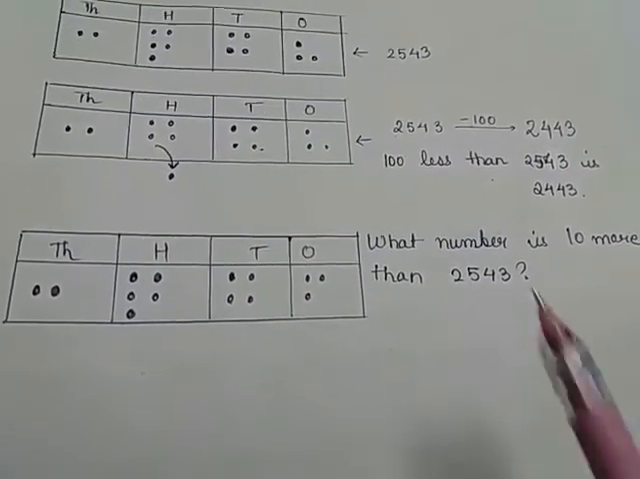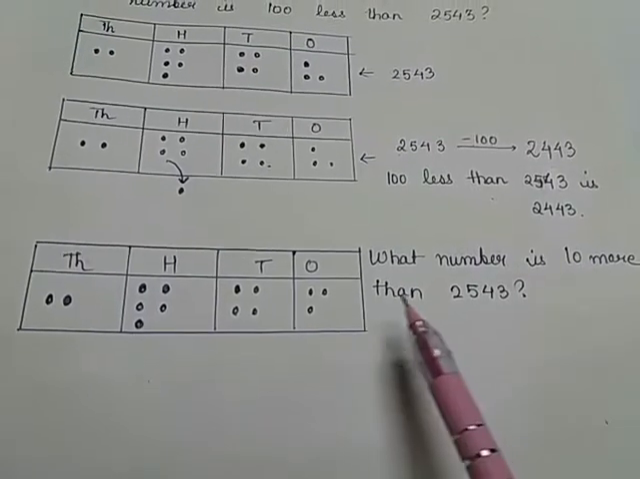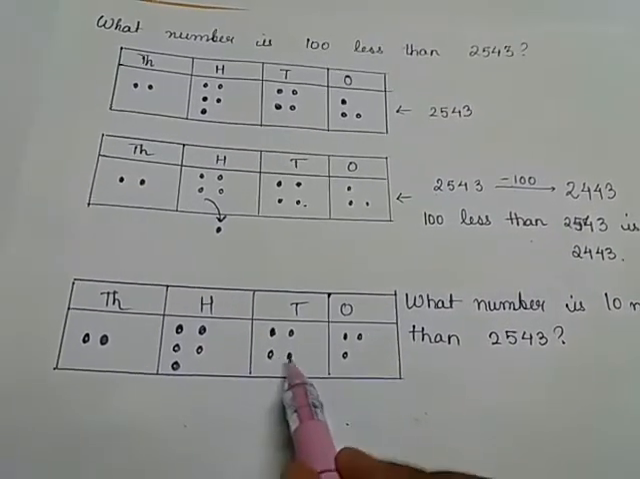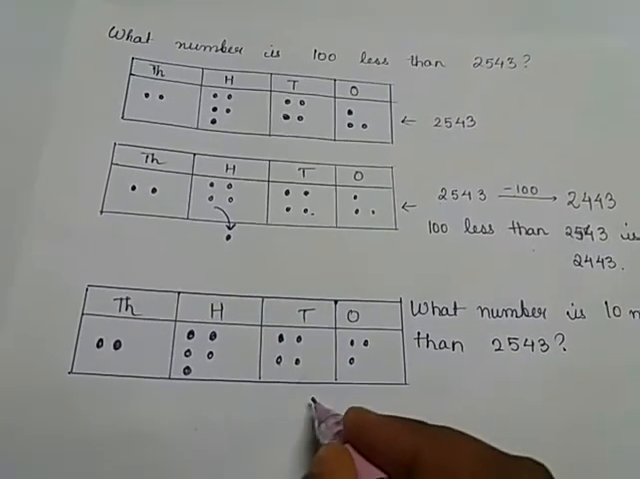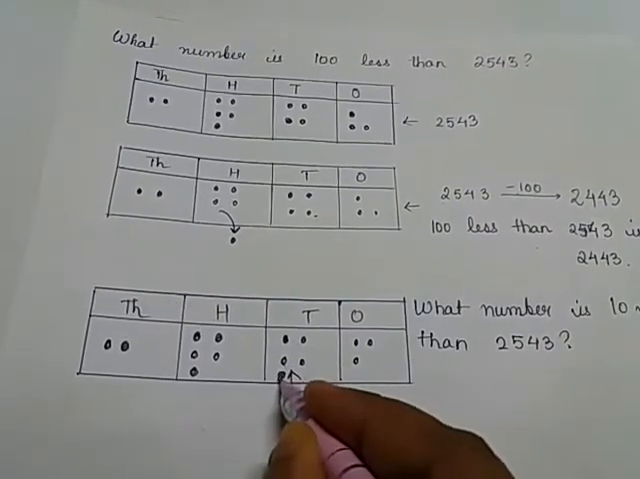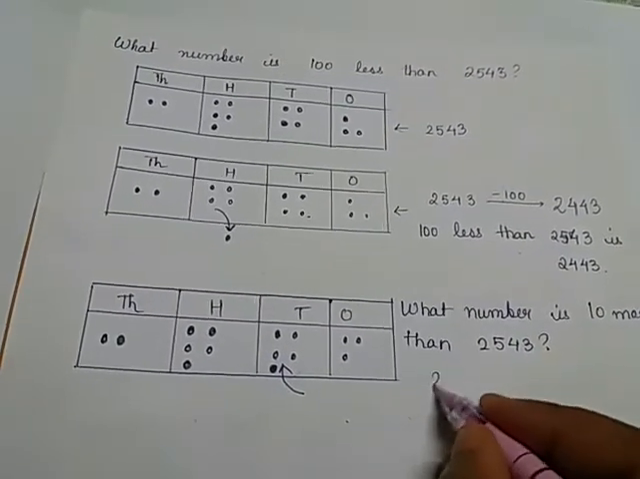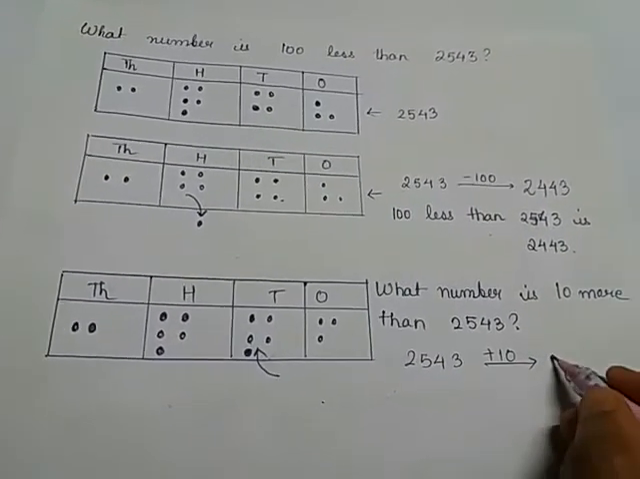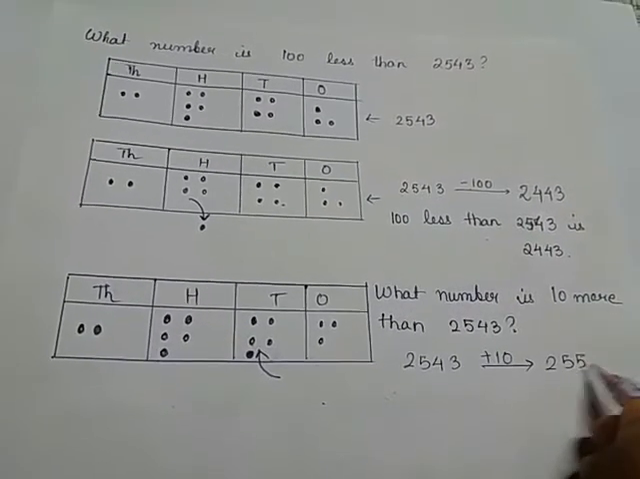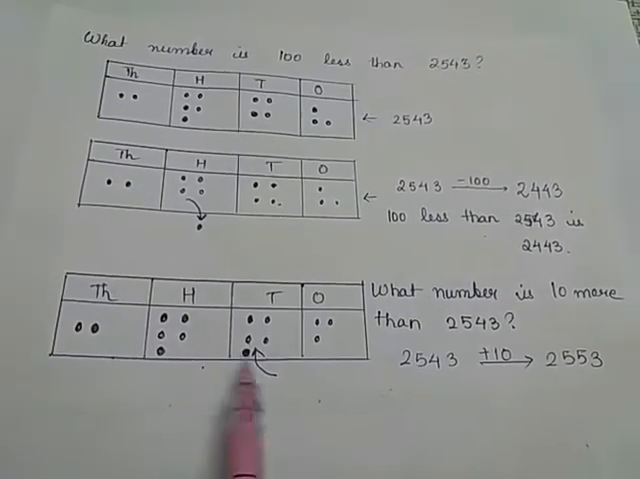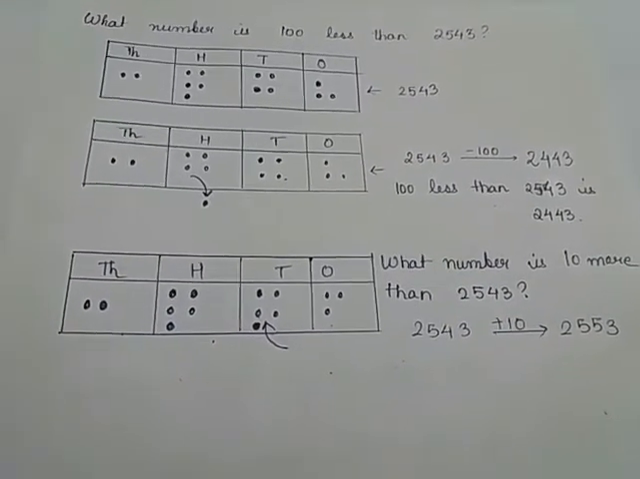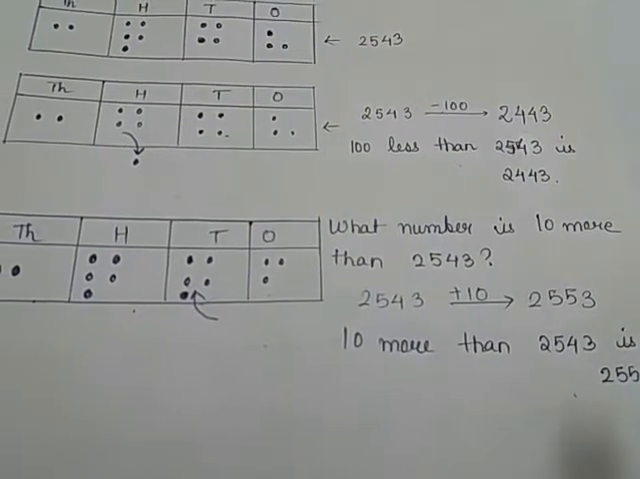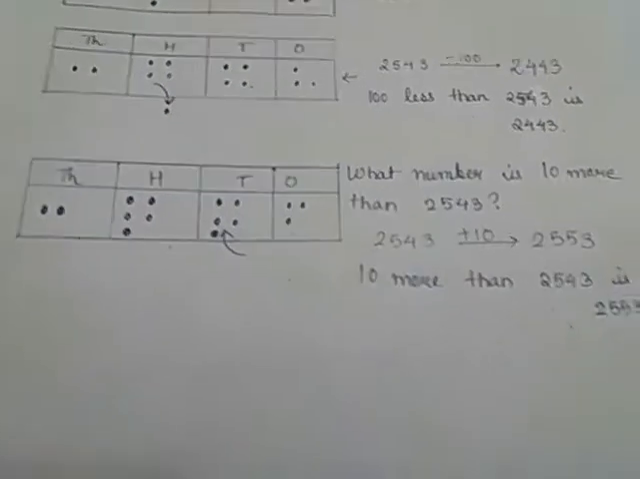Here the question is saying, what number is 10 more than 2543? So here 10 more than means whatever we have to do in this section. So if we add one more ball over here, the number that we will get is 2553. Or we can write it as 10 more than 2543 is 2553.